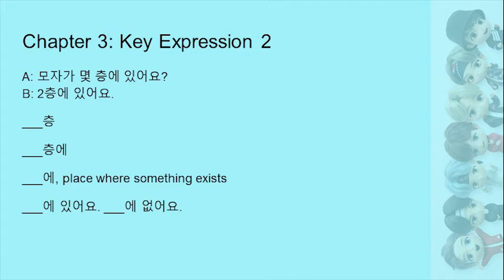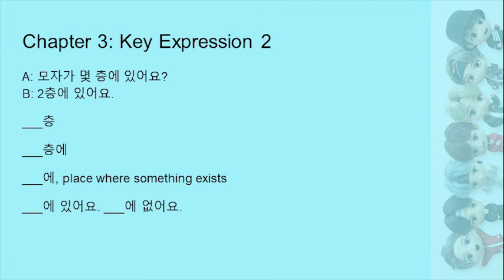We'll see later on, I'm sure, that this 에 can also be attached to time and date, but here we're talking about a physical location. So 에 in this example is a place where something exists. So 층에 means something on whatever floor. So in our example, it's 2. So 2층에 on second floor.